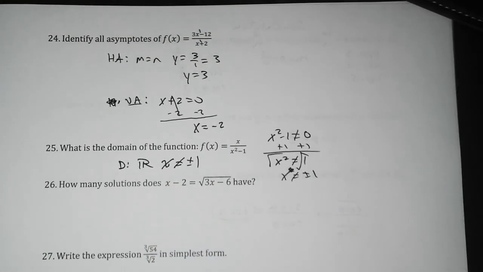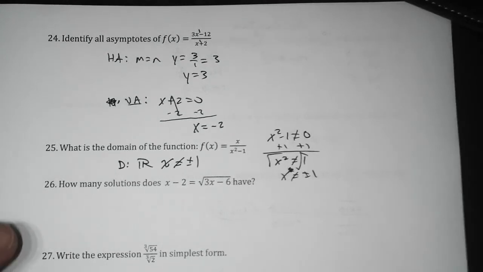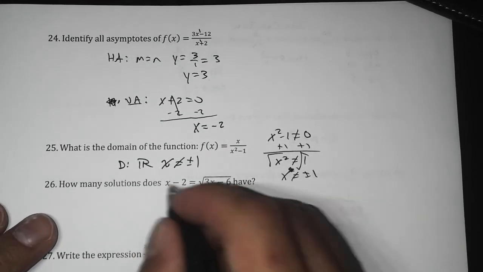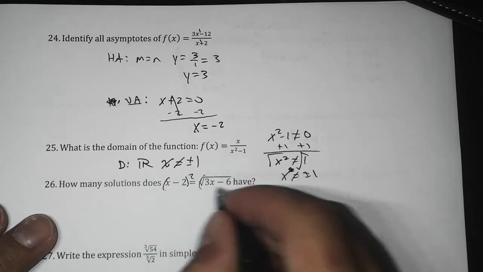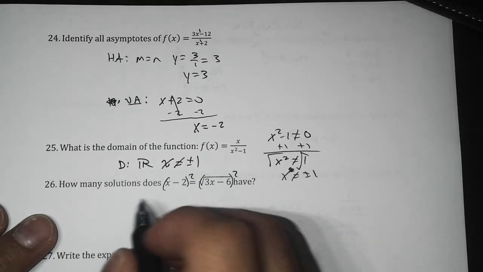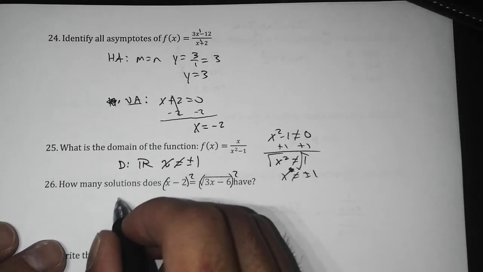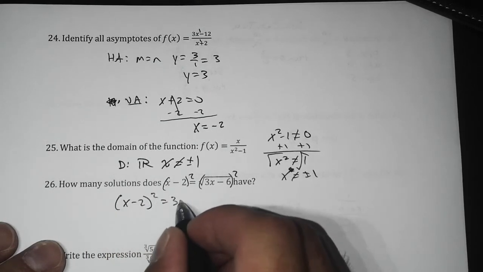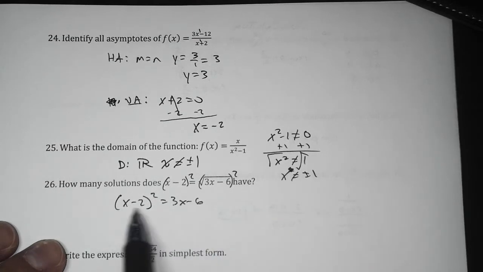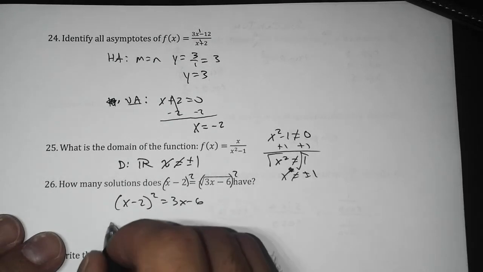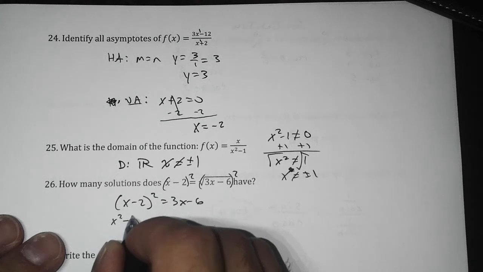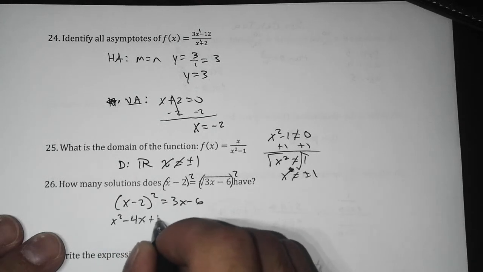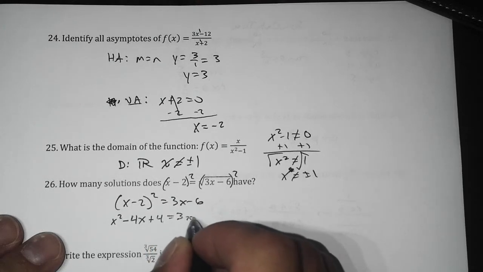Looking at 26, we're just going to say how many solutions does this have. So to start solving this, we'll square both sides. So what this gives me is x minus 2 squared equals 3x minus 6. When I expand this, I get x squared minus 4x plus 4 equals 3x minus 6.